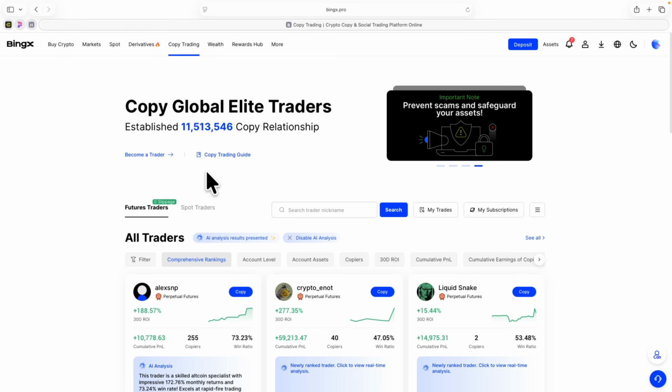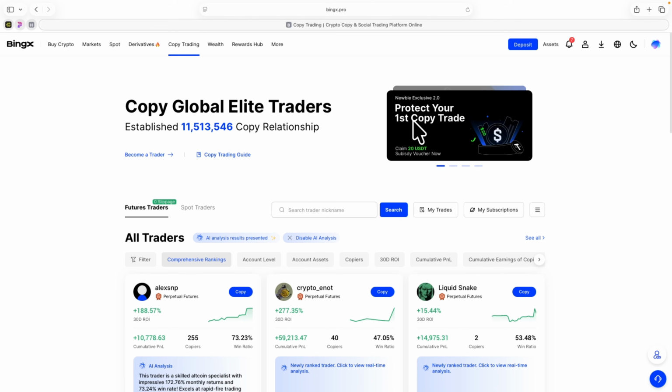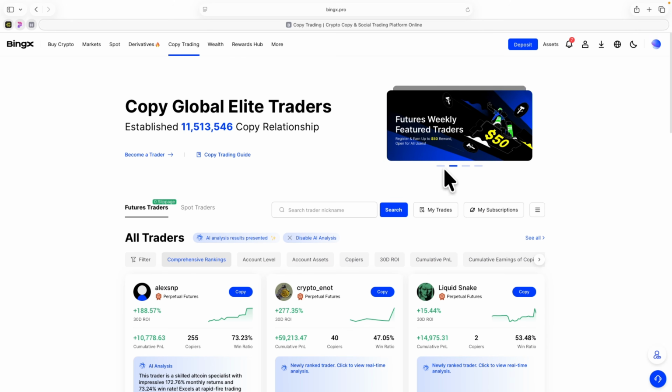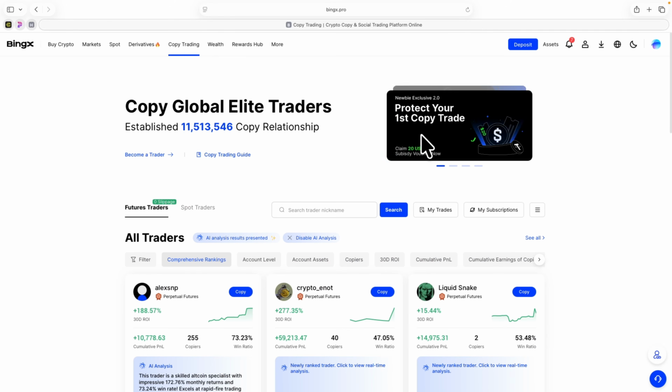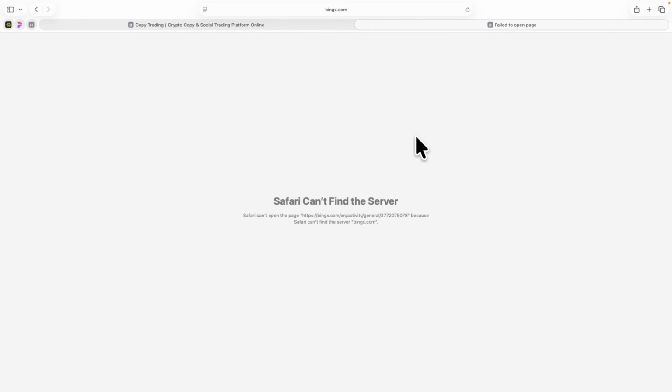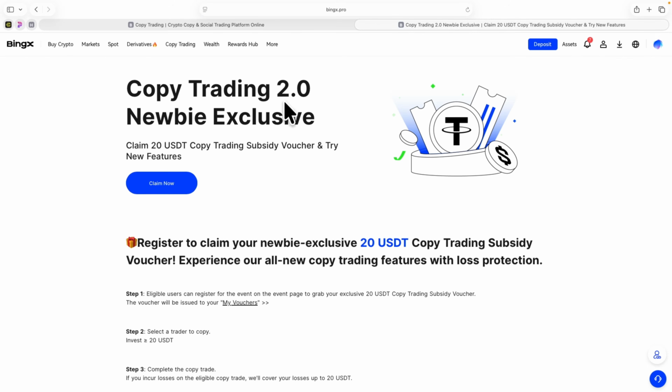Now, one of the things you can enjoy through copy trading on BingX is this right here. See where it says protect your first copy trade. So you can see it right here, protect your first copy trade. Let me just click on it so that you can see more information. You can see on the screen, copy trading 2.0 newbie exclusive. Claim 20 USDT copy trading subsidy voucher and try new features. So you can see, like I was saying earlier, there are so many new advantages or new benefits that you can enjoy with copy trading on BingX.